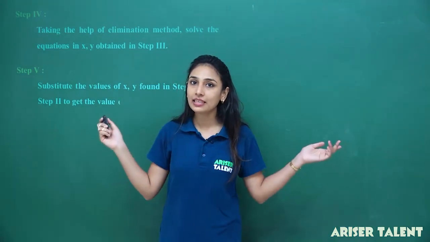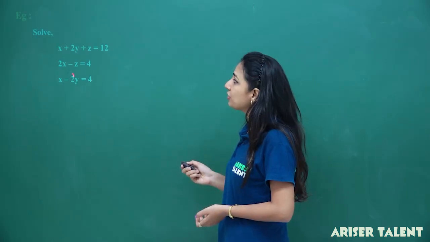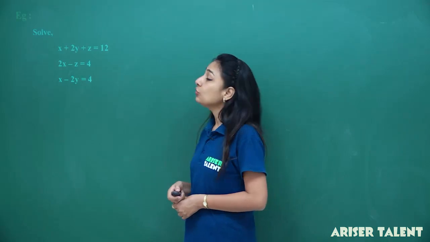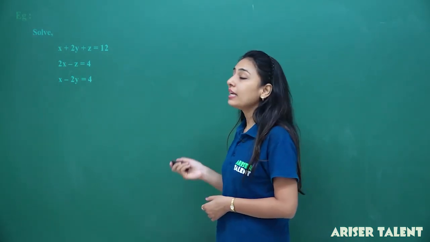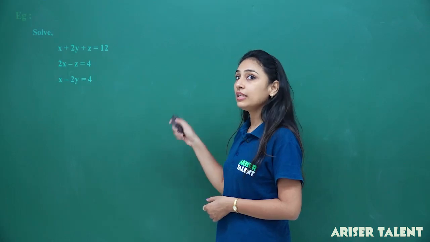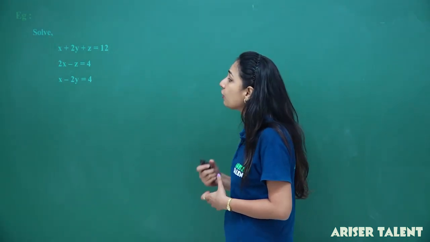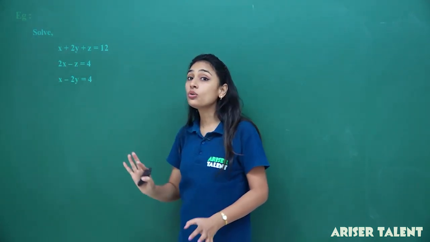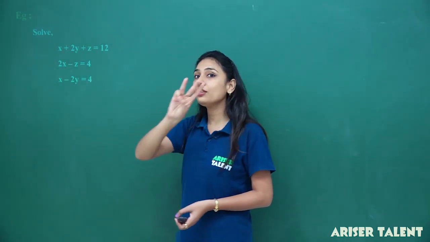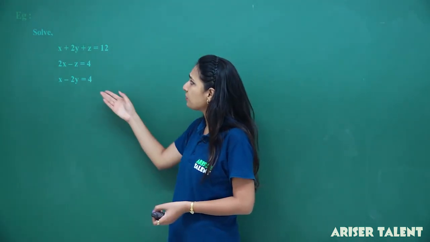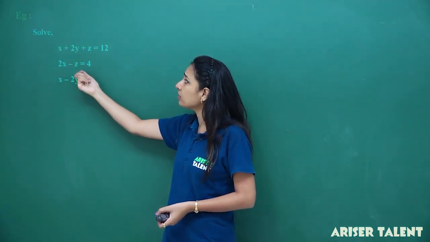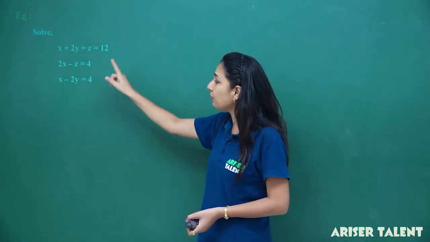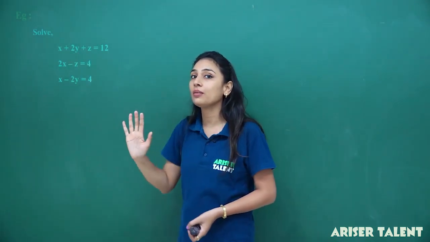Then step 5th, substitute the values of x, y found in step 4th and step 2 to get the value of z. Ta-da! We are having this question: solve x plus 2y plus z equals 12, 2x minus z equals 4, x minus 2y equals 4. So these are the equations having three variables. Now you will say, ma'am, it's having two variables here, it's having two variables here. So the overall equations are having three variables. It's none of our business if the second variable is missing here or the third variable is missing there. But overall we are having three equations and three variables.